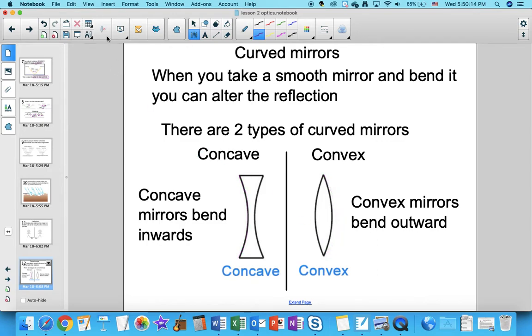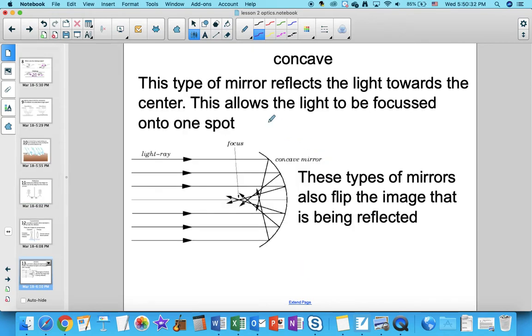This is important because a common mistake that students make is they confuse their concave and convex mirrors. Concave mirrors bend inwards, and convex mirrors bend outwards. And they do different things to the reflection of light. So a concave mirror will focus light towards the center, right? It focuses light towards the center. So this allows light to be focused on one spot. In addition, these mirrors also reverse or flip the image being reflected.